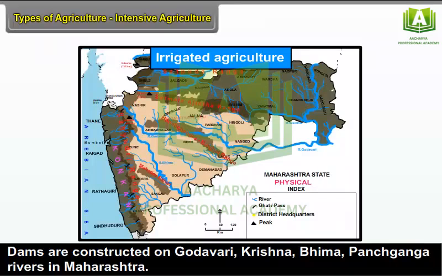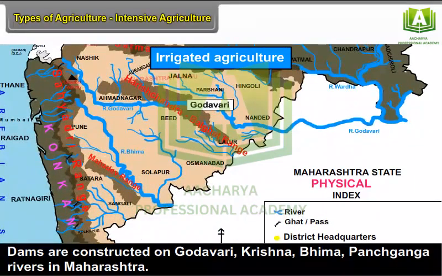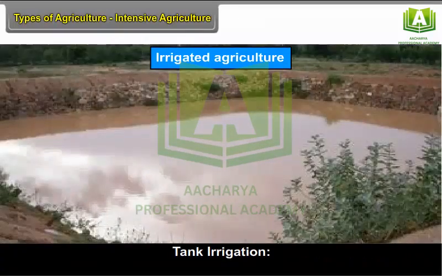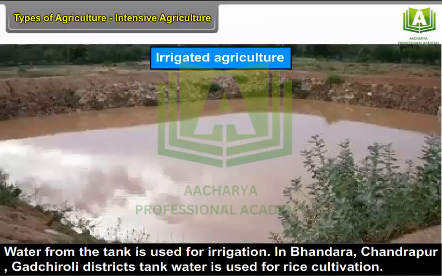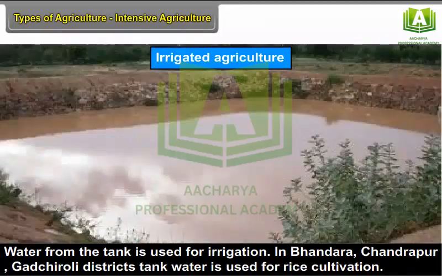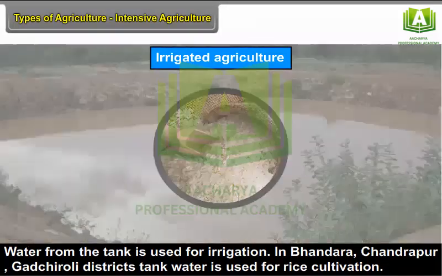Dams are constructed on Godavari, Krishna, Bhima, Panchaganga rivers in Maharashtra. Sugarcane, vegetables and various food crops are cultivated under irrigated agriculture. Tank irrigation. Water from the tank is used for irrigation. In Bhandara, Chandrapur, Gadchiroli districts, tank water is used for rice cultivation.